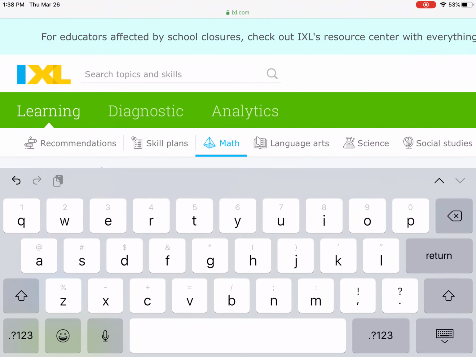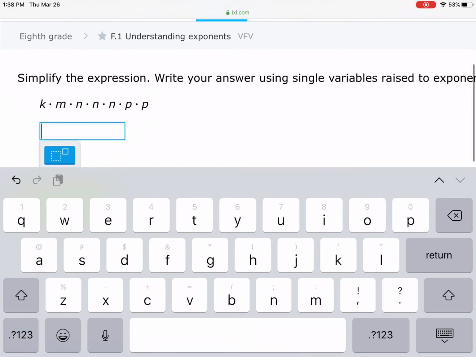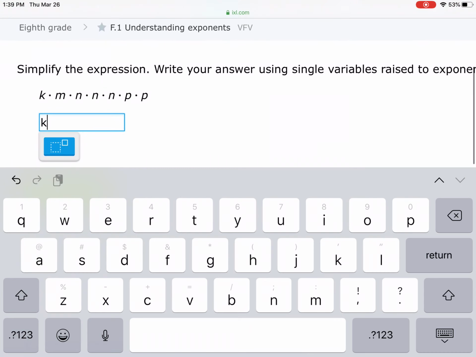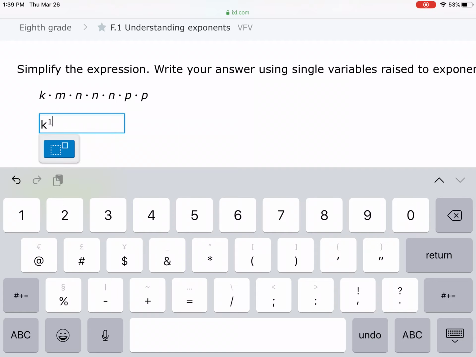You might be asking yourself, why are you putting the exponent 1 when there's only one number there? Most of the time we don't, but for the purpose of this, we want to go ahead and put it so we understand that there is an exponent there. So we're going to put the letter K, hit the box, give us the number 1.